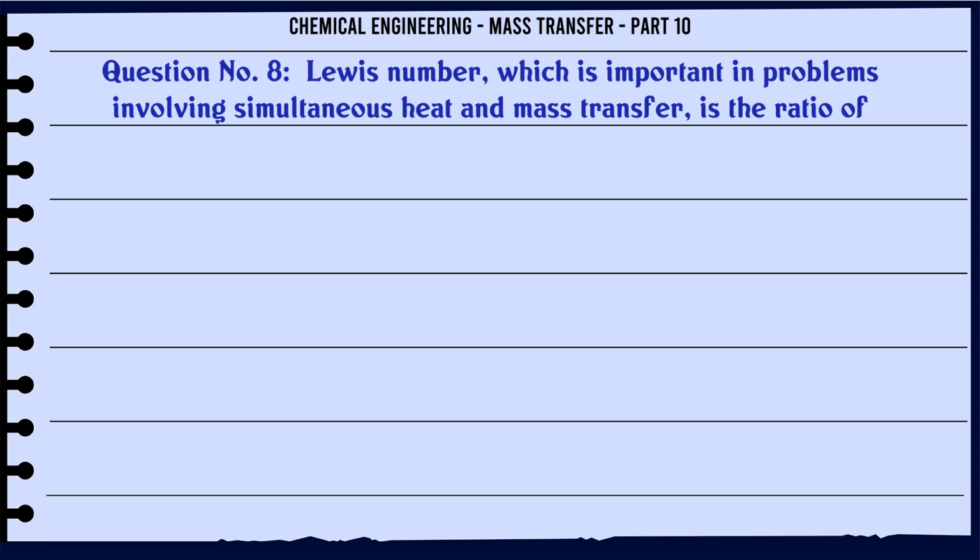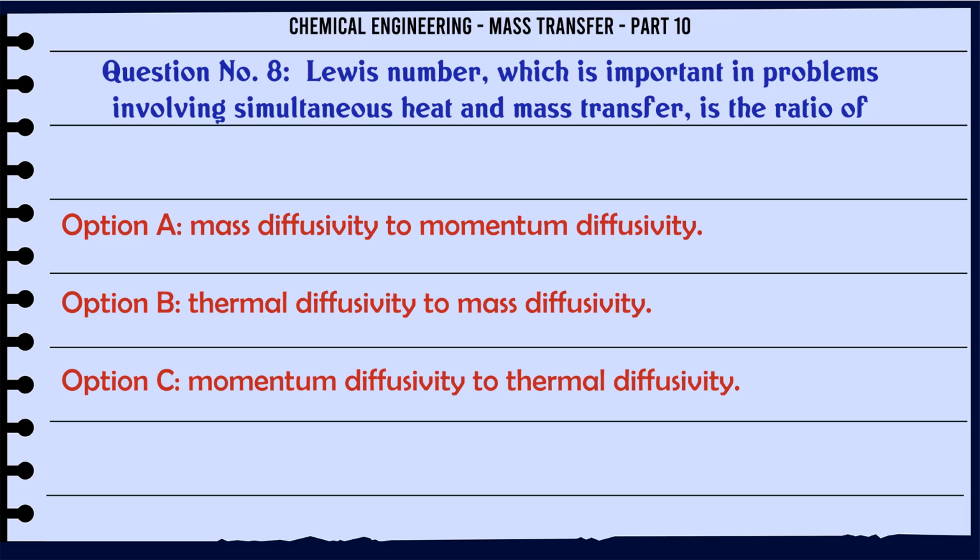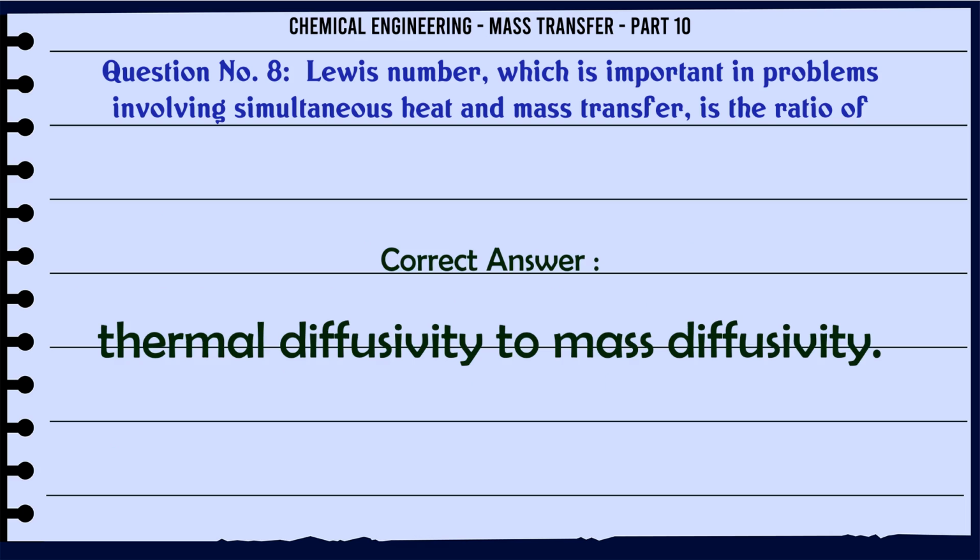Lewis number, which is important in problems involving simultaneous heat and mass transfer, is the ratio of A. mass diffusivity to momentum diffusivity, B. thermal diffusivity to mass diffusivity, C. momentum diffusivity to thermal diffusivity, D. none of these. The correct answer is thermal diffusivity to mass diffusivity.